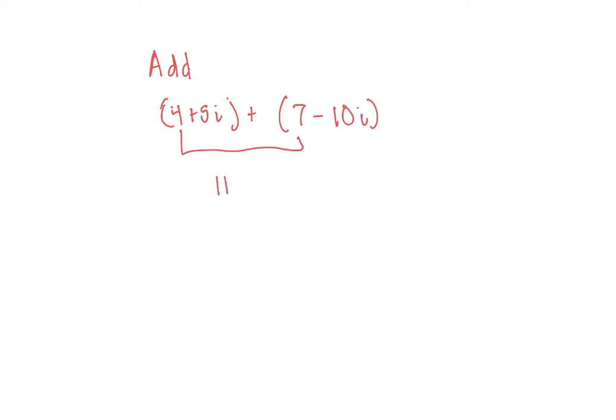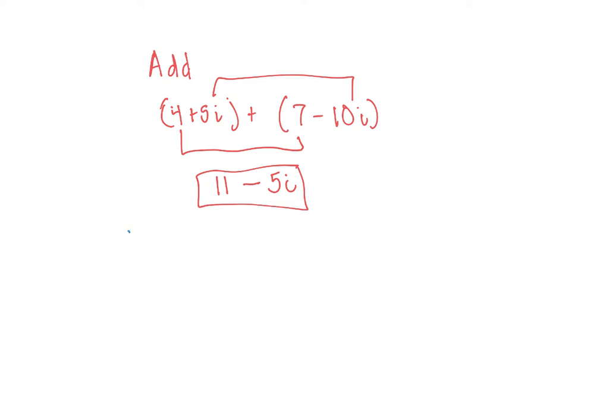Anyway, so our complex numbers, we can add complex numbers. So if I have 4 plus 5i plus 7 minus 10i, I could just add those complex numbers by adding the real parts together and the imaginary parts together. 5i plus or minus 10i is -5i. And that is our answer to the addition of the complex numbers.